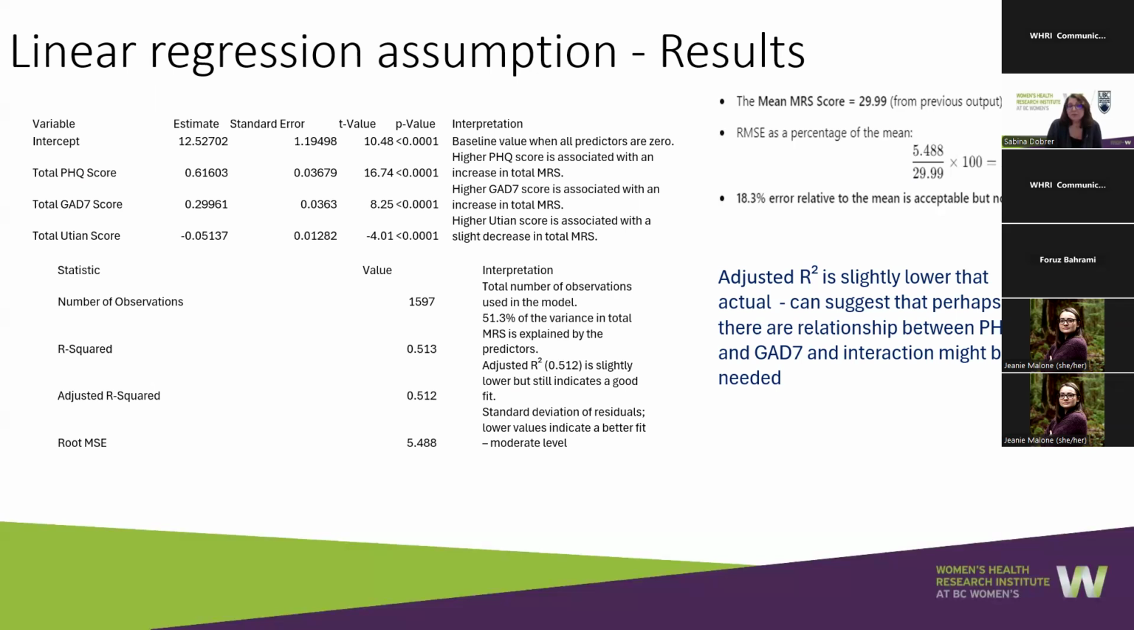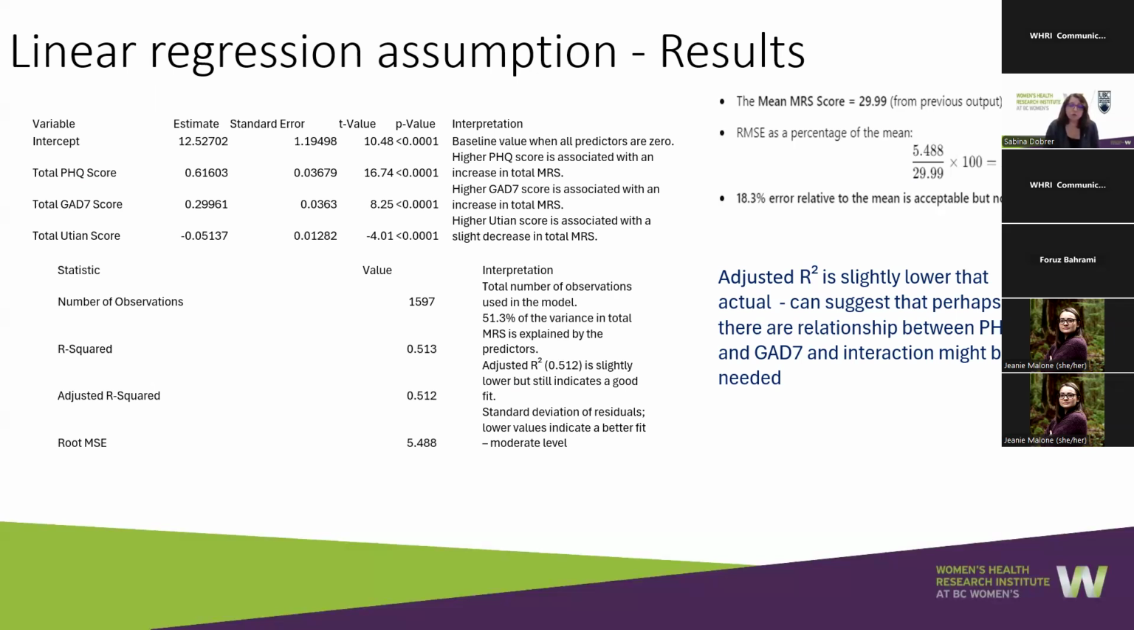You can see that for a 1 point increase, the change is very, very small, especially for the UTAN score. But because we have a relatively large sample, about 1,500 people, it might be significant even with a very small change. If you're showing the results or writing the paper, it's very important not to just report significant values, but to think about clinical significance, whether a change of 0.6 is actually meaningful.